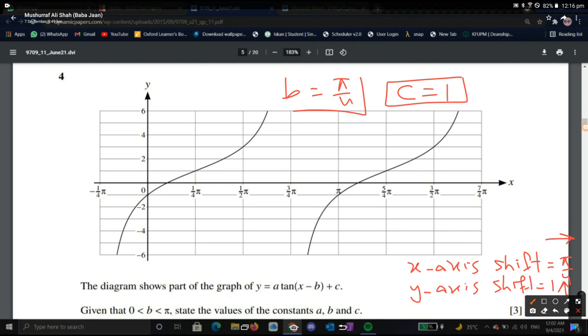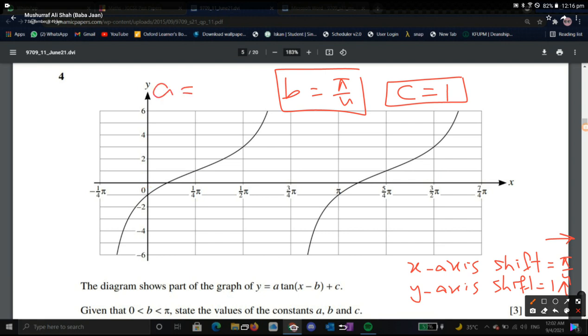How do you know, sir? Look here. I will show you again. Actually the center was here, but its center came here. So how much shift along the x-axis? Pi by 4. That is why I think the point is clear. Only one thing is left. What is the value of A?